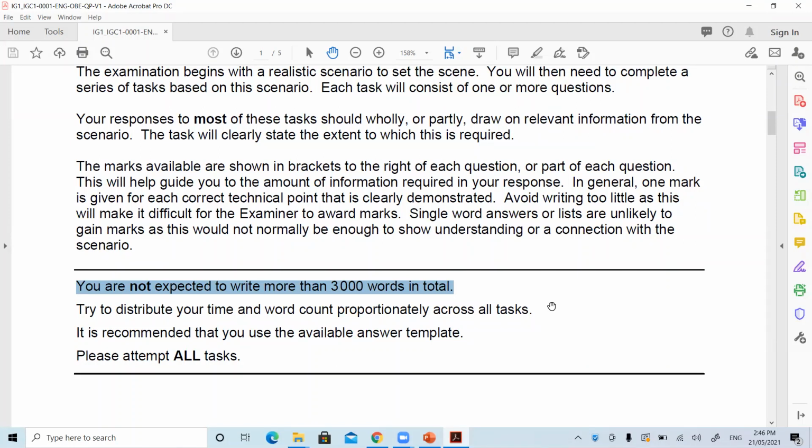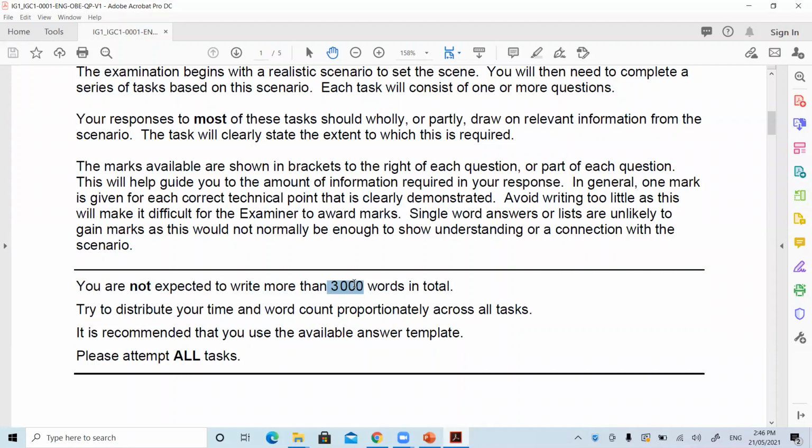It does not mean that you cannot exceed 3,000 words, and it does not mean that you must meet 3,000 words. It can be less than 3,000, it can be more. But NEBOSH is saying a standard answer sheet should have around 3,000 words, plus or minus 500-600 words. If you give 2,500 words in your answer sheet, it doesn't matter. If you give 3,500 words, it doesn't matter. But NEBOSH says it should be around 3,000.